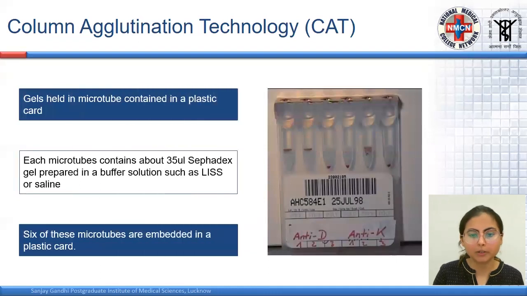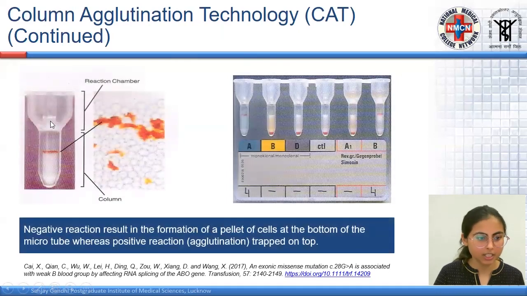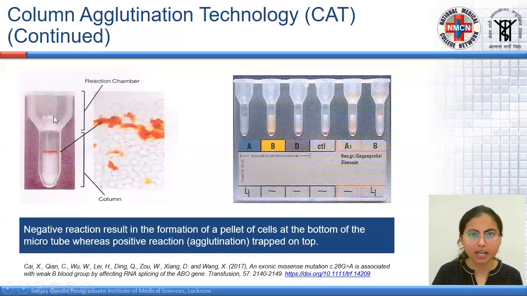Then we also have the column agglutination technique. You can use the column agglutination technique both by manual and automated methods. There is a gel card. You see, this is a gel card. A gel card is usually made up of 6 columns. Each column has a reaction chamber and a gel column. The reaction chamber is where you put the cell suspension and serum. Here is where the incubation and the reaction of antigen and antibody happens.